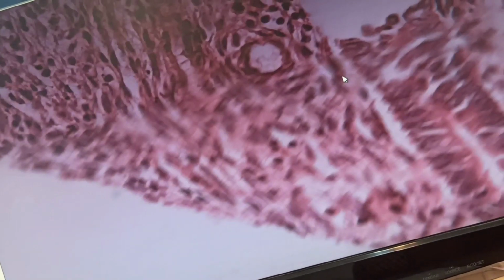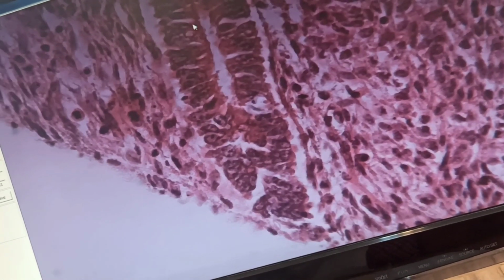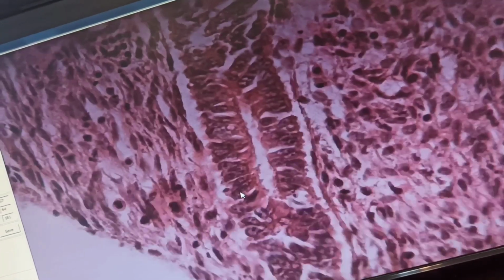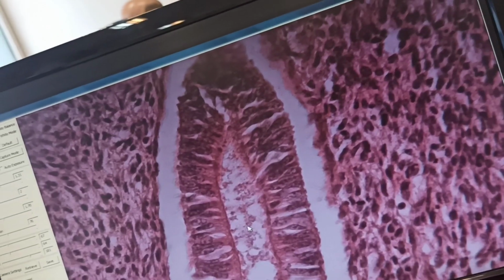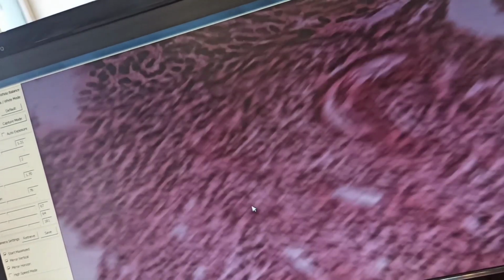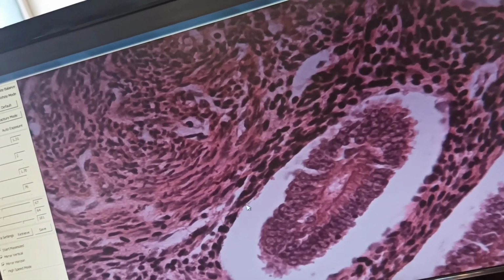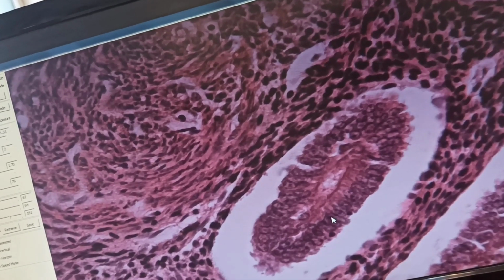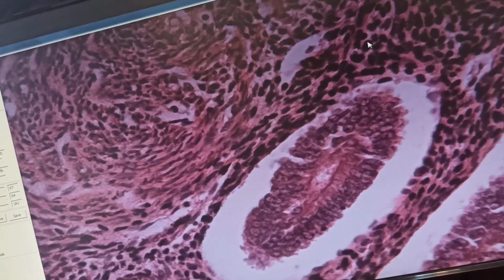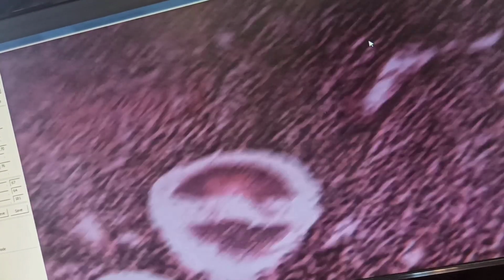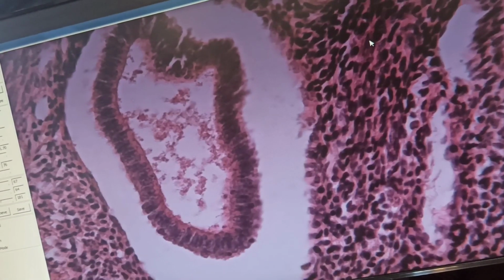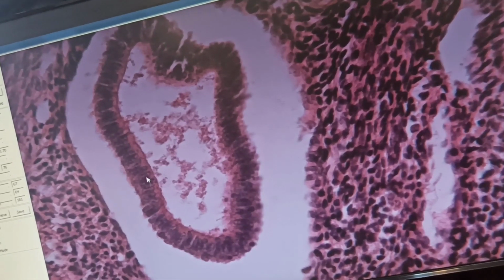Magnify the gland. Simple columnar epithelium lines the gland. This is a longitudinal section of the gland, and like this, a cross section. Again, a cross section from the gland. Simple columnar epithelium, highly cellular connective tissue. Again, a cross section from the gland. Here also is the lumen of the gland. Here it is better to see the simple columnar epithelium.